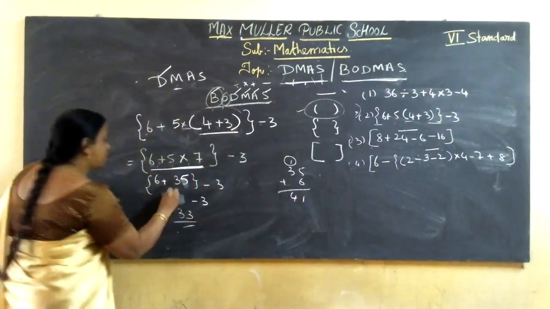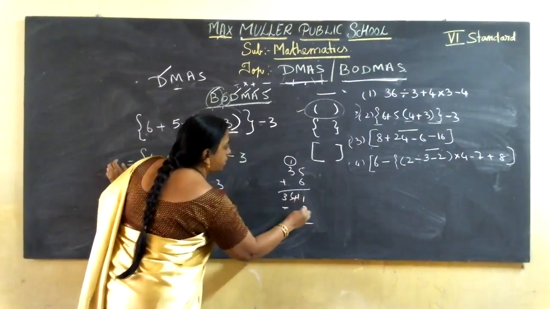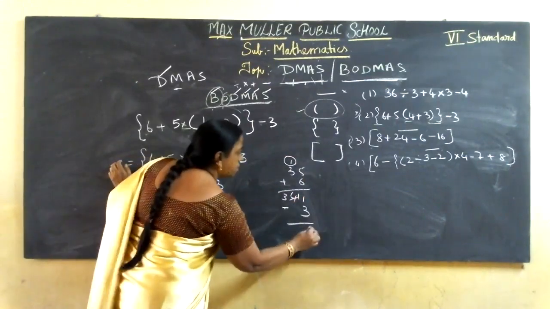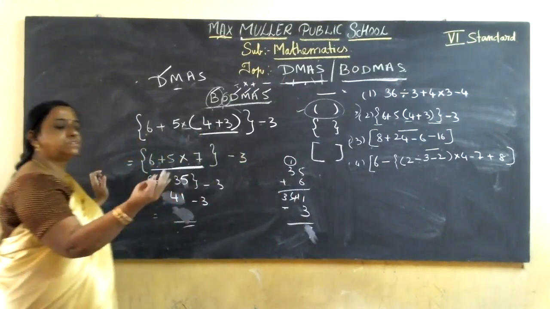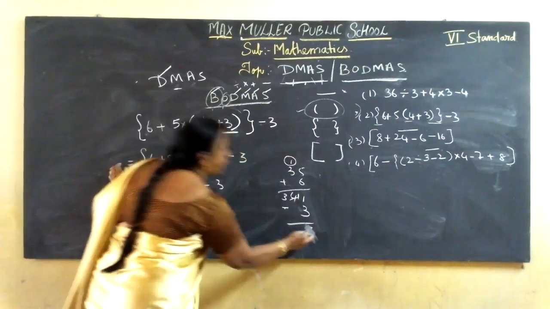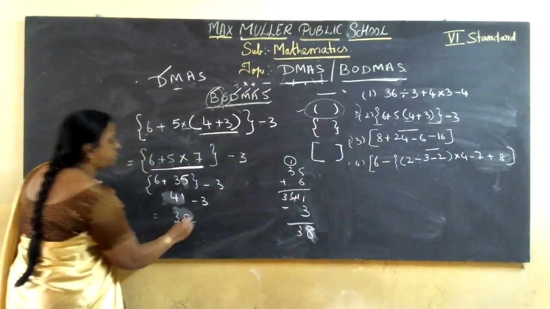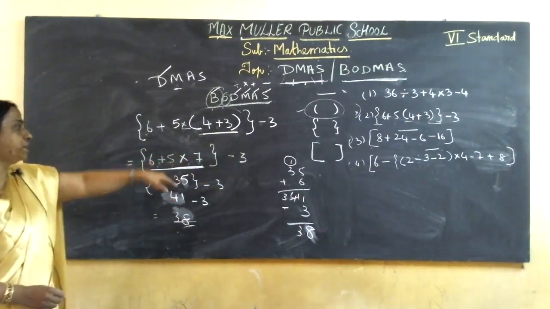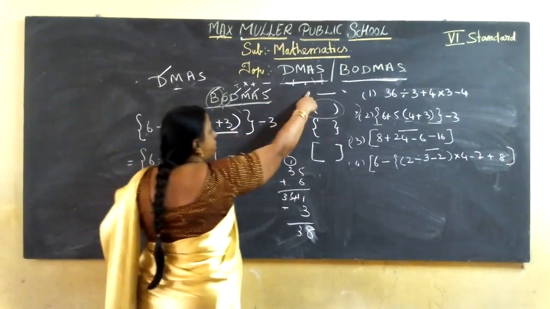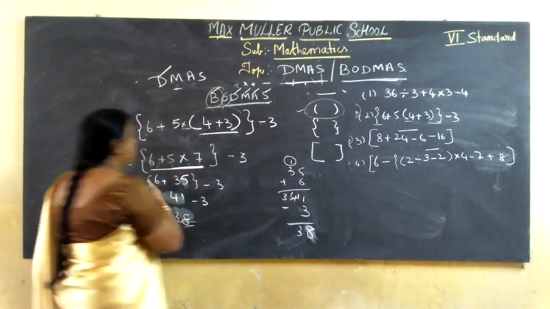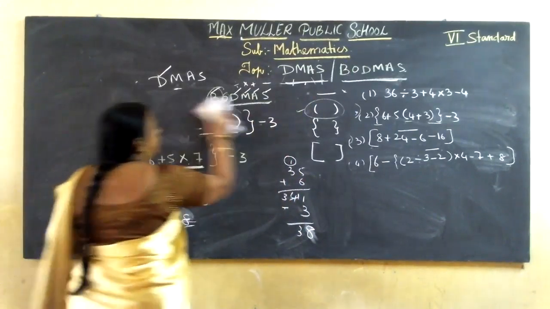35 plus 6 is 41. 41 minus 3 is 38. So 38 is the answer. Got it. Here only, 5 sevens are 35. Same as before: first you should solve the vinculum or bar bracket, then the round bracket, curly bracket, square bracket. The square bracket is not there here. We got the answer. So we can do one more question and solve and answer.